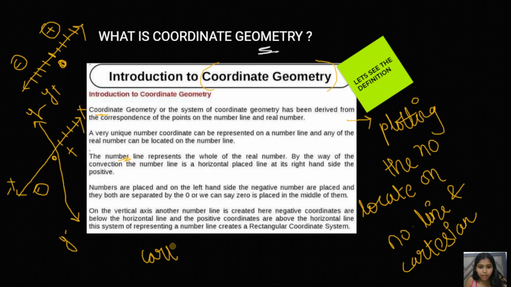So coordinate geometry is a term used to place the coordinates or the numbers on the number line or on the Cartesian plane. To locate these points, and how we can locate them, we'll see in this chapter. So let's now look at how we can do this.